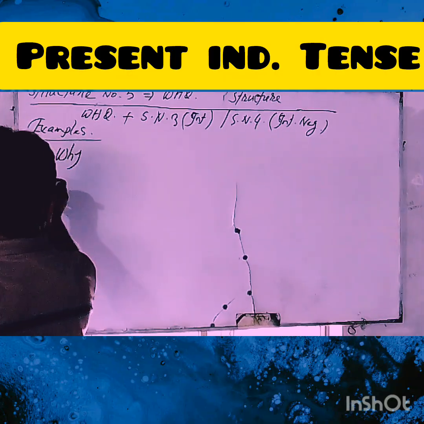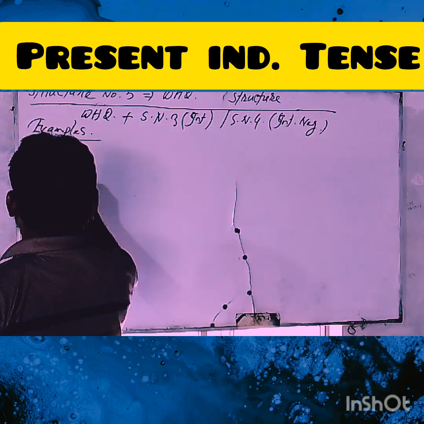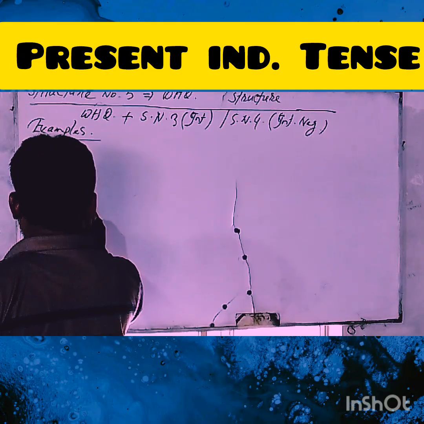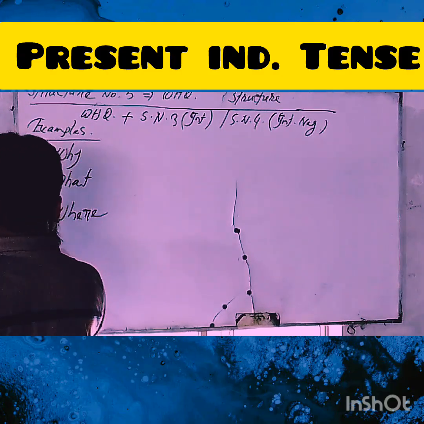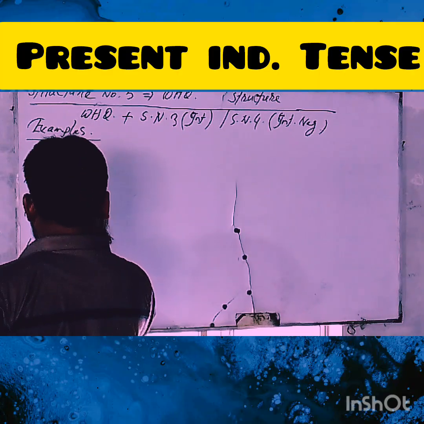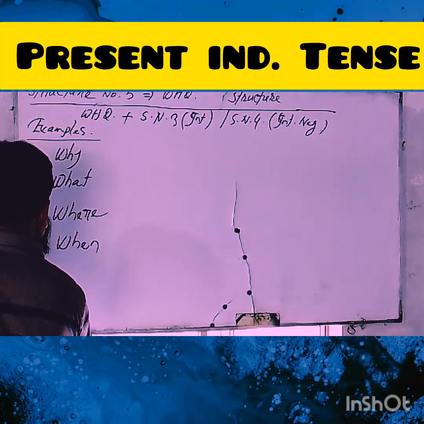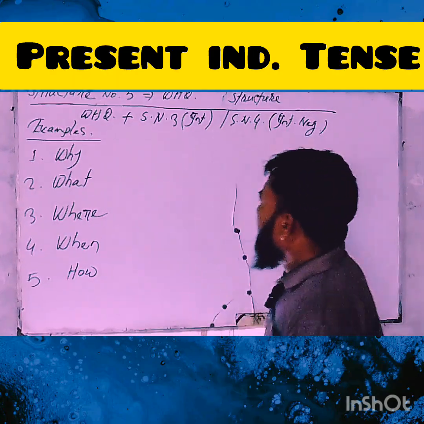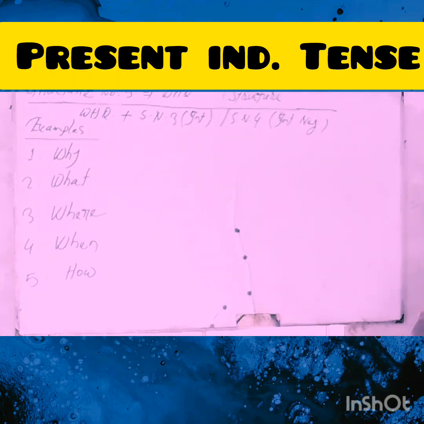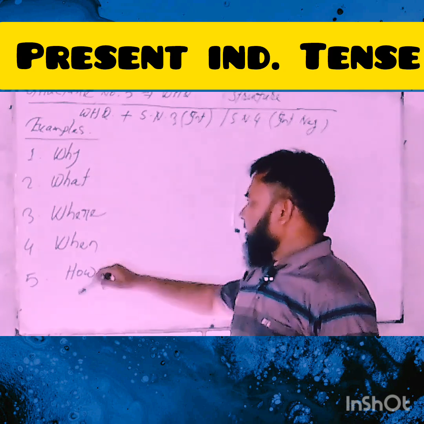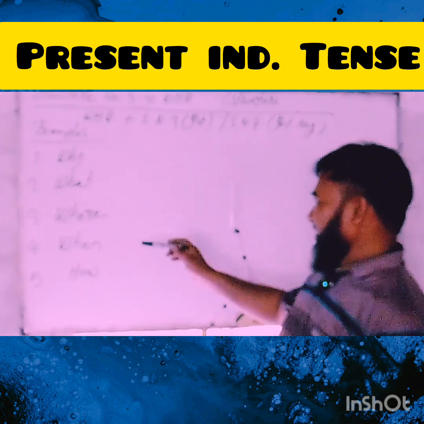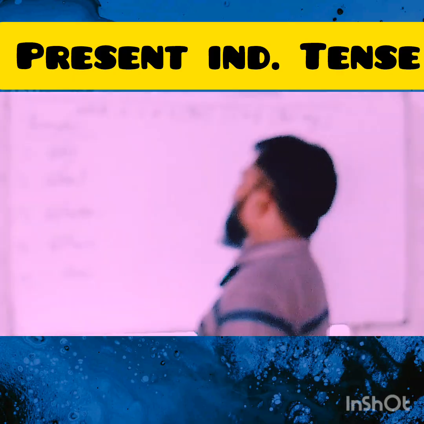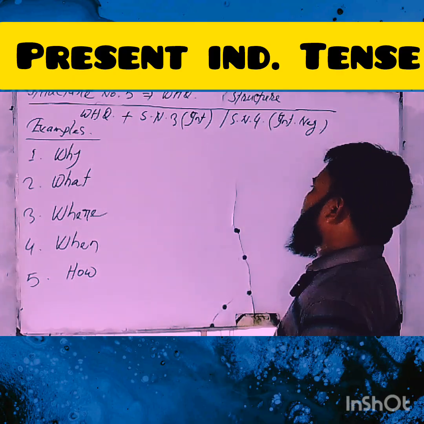Why, what, where, when, and number five, how. Okay, my dear learners, of course, you know the meaning of such categories of sentence: why, what, where, when, how. Then I'll have to use structure number three or four.